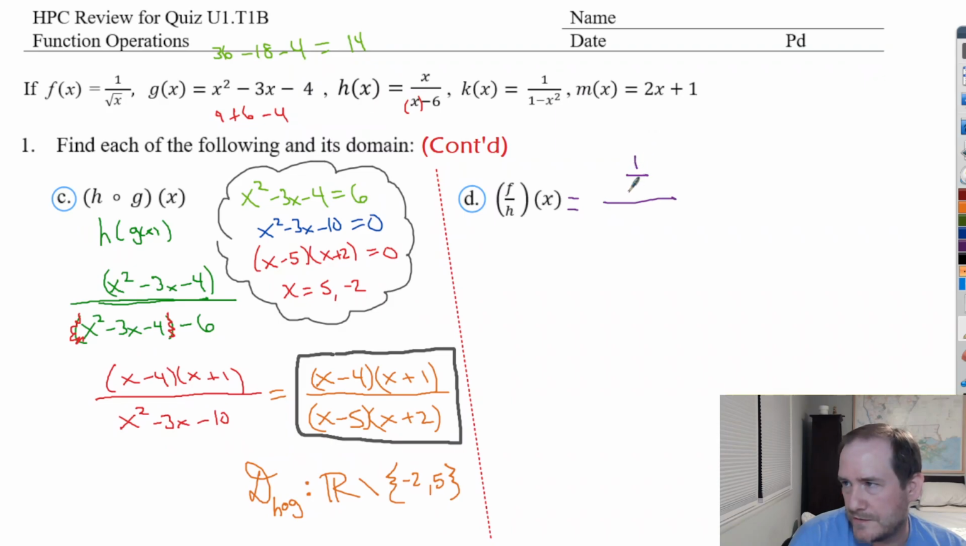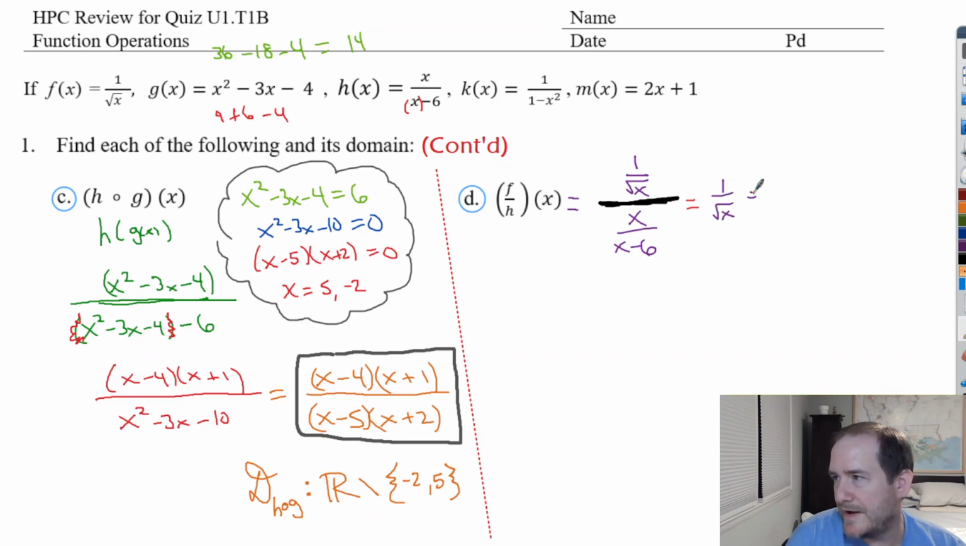We have 1 over root x in the numerator, and then h is another one, so we get x over x minus 6. So this is like worst case scenario where we have a complex fraction. But I still say that the best way to think about this is to think about this middle fraction bar here, this big boy, just as a division sign. And just think of this as 1 over root x divided by x over x minus 6. And then remember that the way you've always dealt with division of two fractions is to keep the first fraction, leave it alone, and instead of dividing by this fraction, multiply by its reciprocal instead.